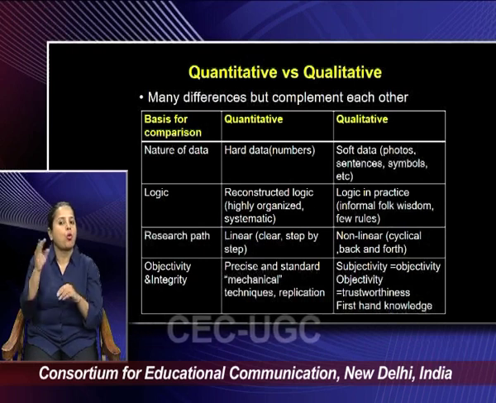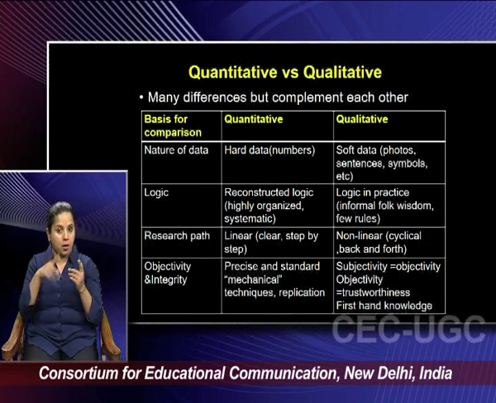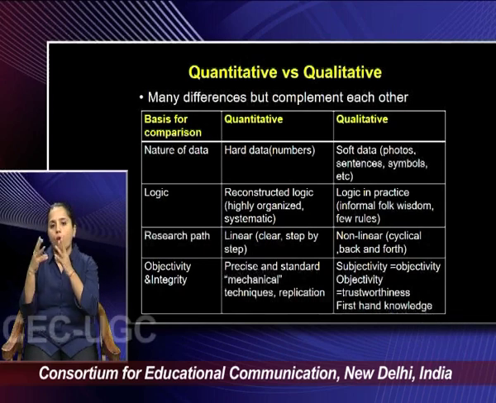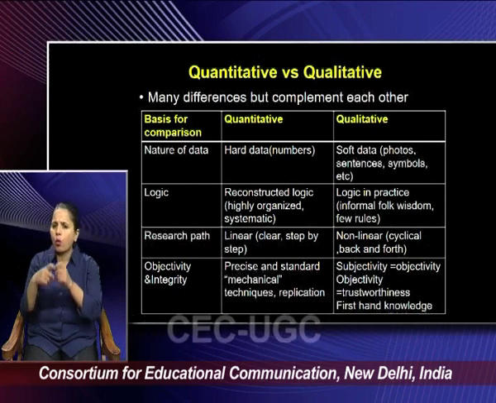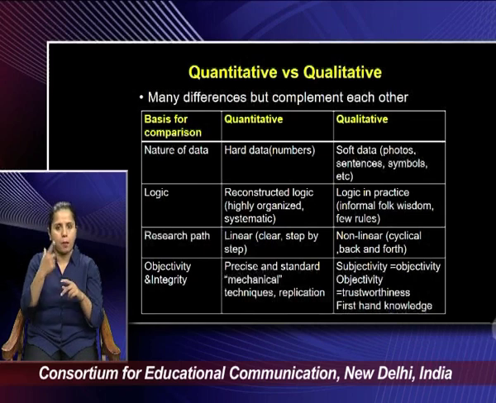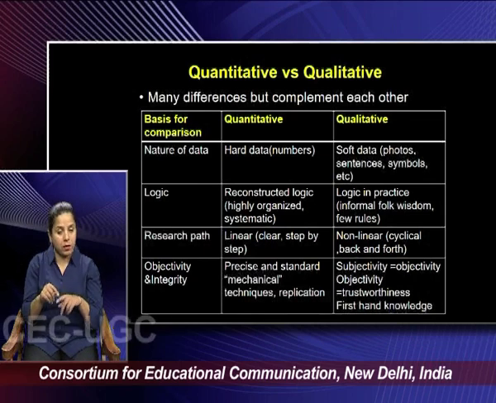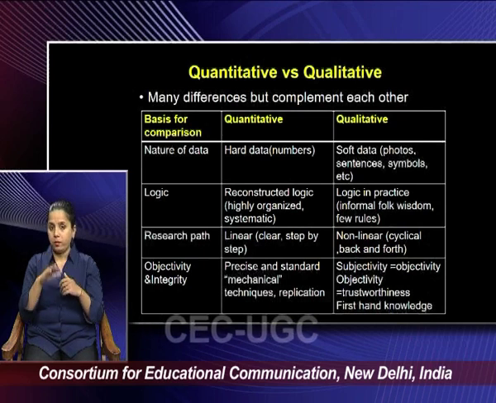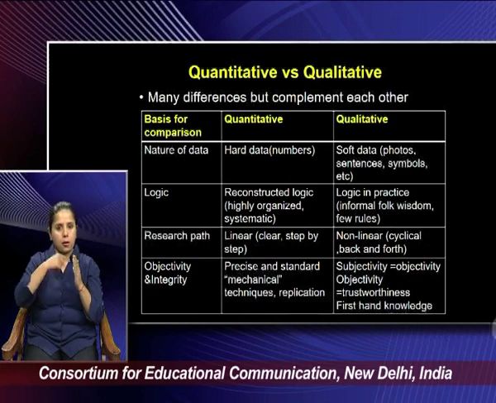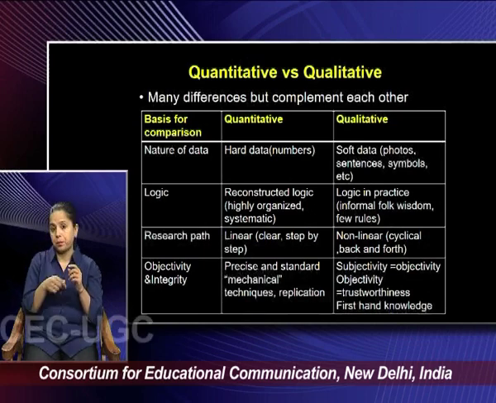If we see the third basis of comparison, that is the research path followed by quantitative and qualitative researchers, we see that quantitative research follows a linear path, which is clear, step by step. So, after step number 1, step number 2 will come, and so on and so forth. However, in qualitative research, we have a non-linear path. Rather, you can say that we have a cyclical path, like back and forth. So, there is a lot of movement among different steps, like collecting data, design of the study, analysis of the study. So, you keep moving back and forth.